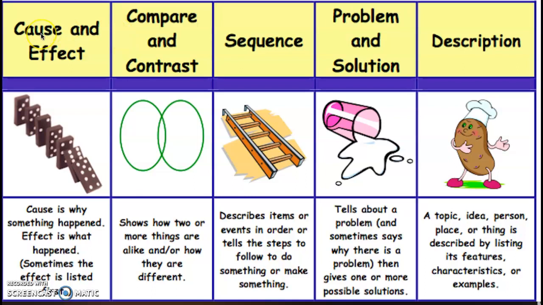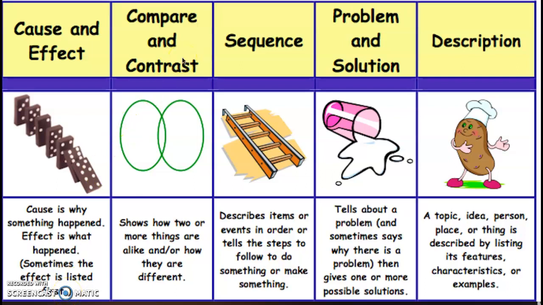The first one is cause and effect. And yes, we've done a lot of review with cause and effect, but let's just look at it again. A cause is why something happened, and the effect is what happened. Just a reminder that sometimes the cause or the effect is listed first, or sometimes it's listed second.